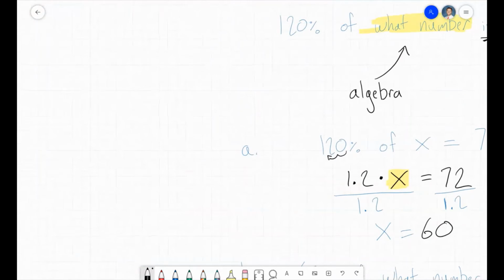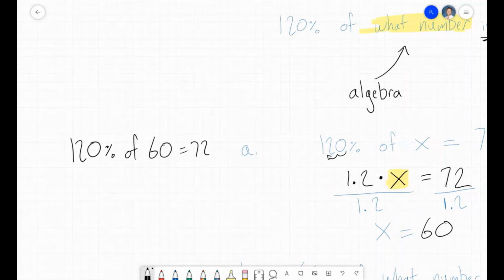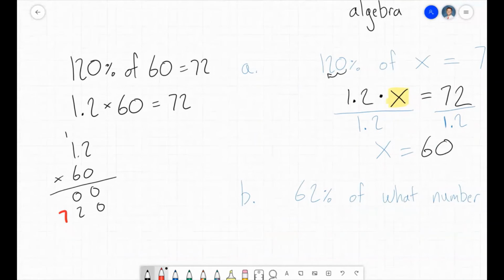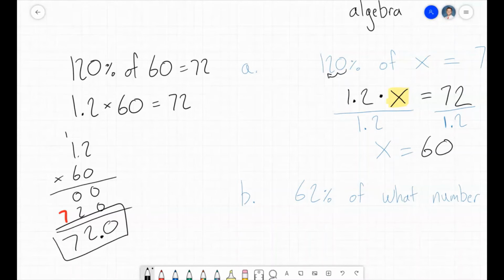And we could go back and check our work by solving. We know now that 120% of 60 equals 72. So that would be 120%, or 1.2, times 60 equals 72. Let's check our work. 0 times 2 is 0, 0 times 1 is 0, 6 times 2 is 12, 6 times 1 plus 1 is 7. We have our decimal place here, and we get 72. So 60 is the correct answer.